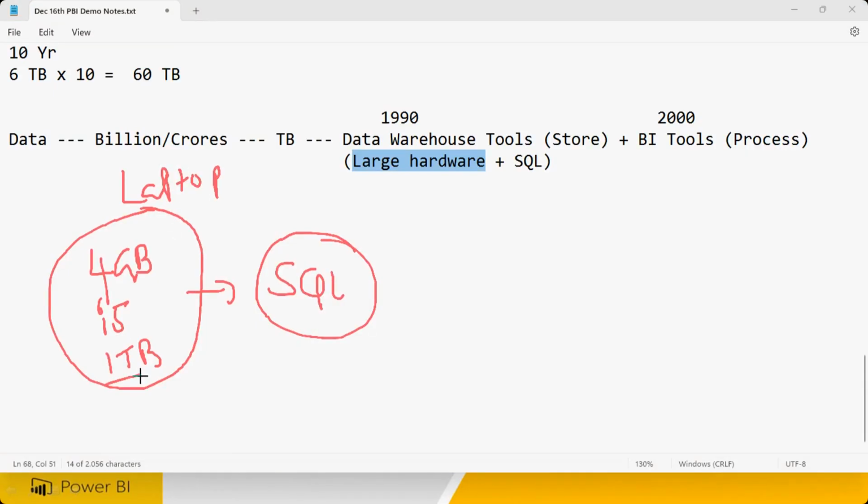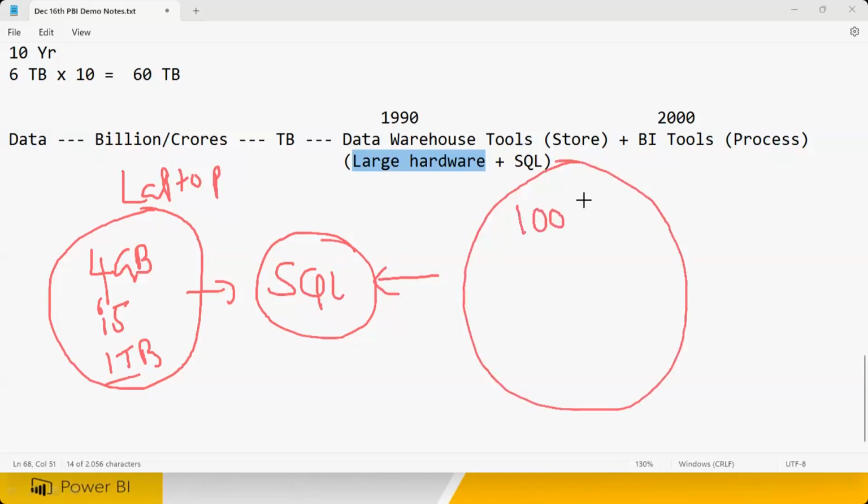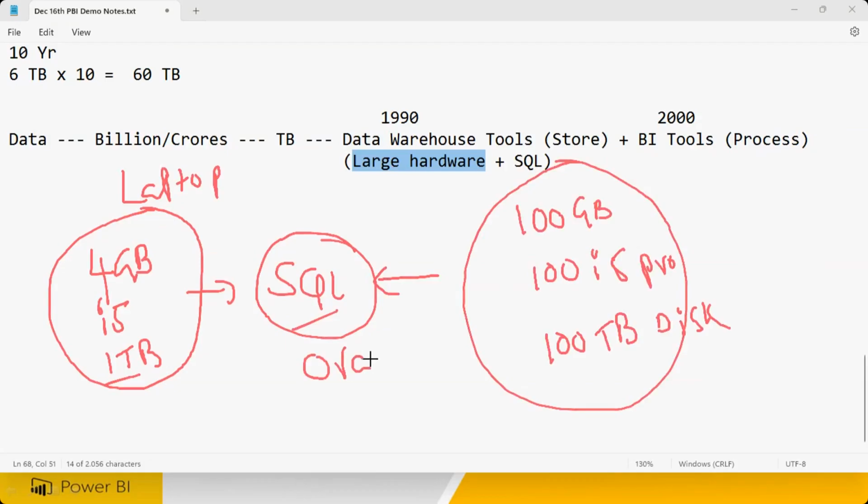Maximum data I can store in this. But if I buy a bigger hardware, 100 terabytes of disk, 100 GB of RAM and 100 i5 processors. Now this is also a bigger hardware. Now I have installed SQL. SQL means it may be Oracle, it may be SQL Server, or it may be anything. So this is a large hardware.